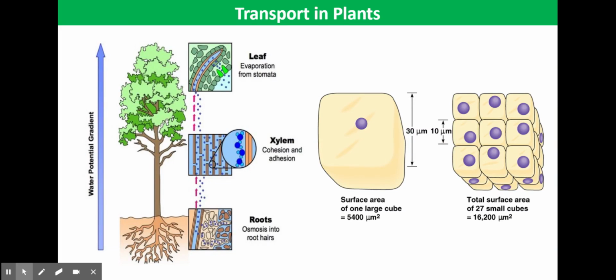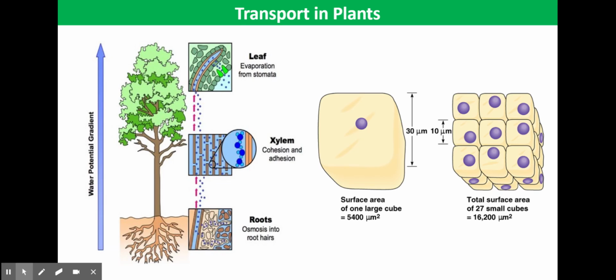This video tutorial is all about transport in plants. All living things need to take substances from and return waste to their environment. As with animals, larger plants have a smaller surface area to volume ratio. Therefore, they need to have specialist exchange surfaces and a transport system.